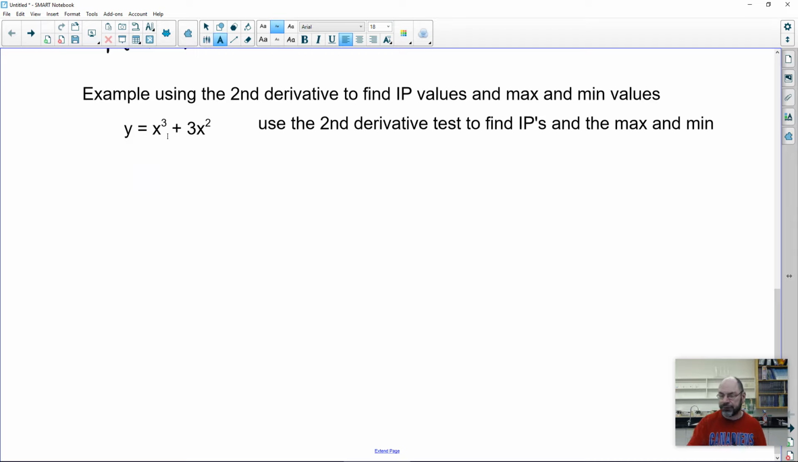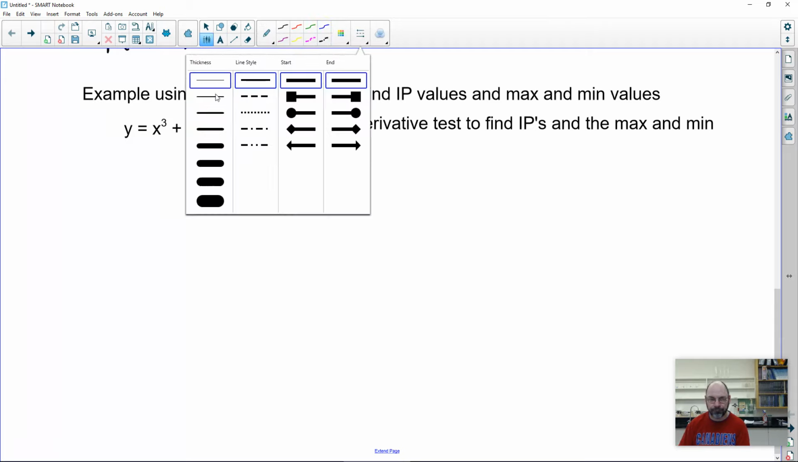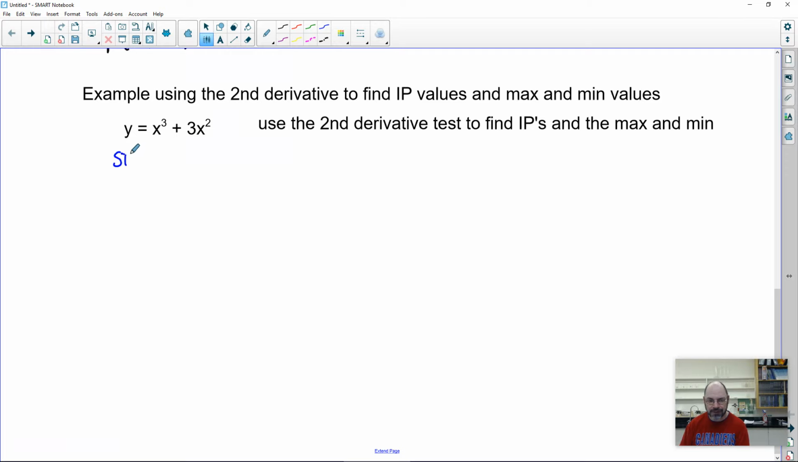So step one is to take the first derivative to get our critical points, because we need to know where the max and mins are going to be, and that comes from the first derivative. So step one, find critical points using the first derivative.